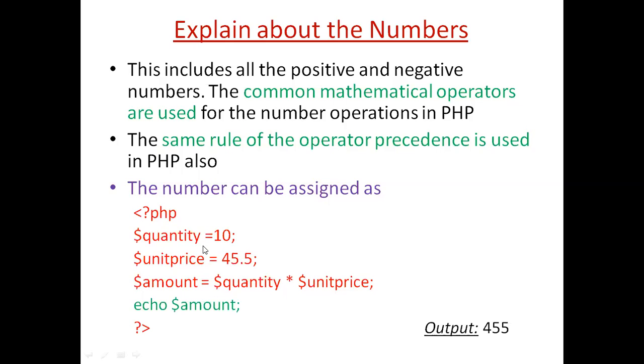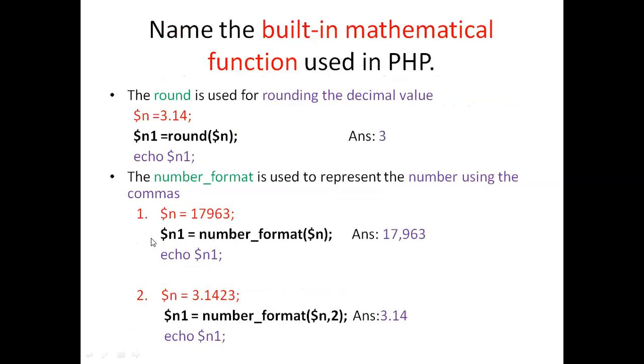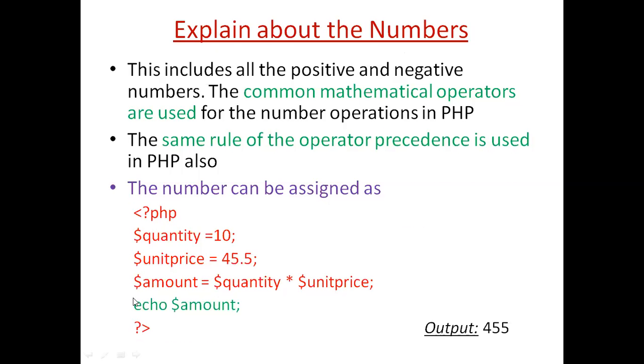So this is an example here. PHP open here and PHP close here. These are the variables you set up. At the beginning, you must write the dollar sign when you declare the variable. So quantity means how many you want to buy. You want to buy 10. Unit price is the price for one. One price is 45.5. So for one piece you have to pay 45.5, but you are going to buy 10.